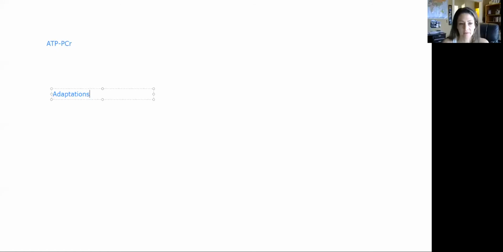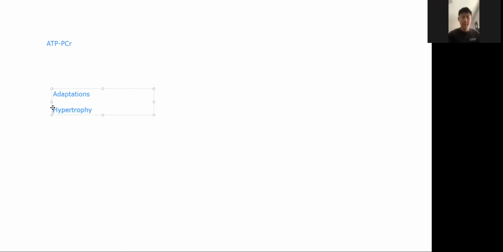Adaptations to training in the ATP PCR system would be hypertrophy. Muscles are going to respond. Remember, these are your 2X fibers. When you train your 2X fibers, you challenge your 2X fibers, they respond with hypertrophy. That means they're going to get thicker, more dense, and they're going to be able to produce more force. Okay, we're going to talk in more detail about hypertrophy in the next chapter, because there are ways you can hypertrophy without increasing strength. But this type of hypertrophy will increase strength.